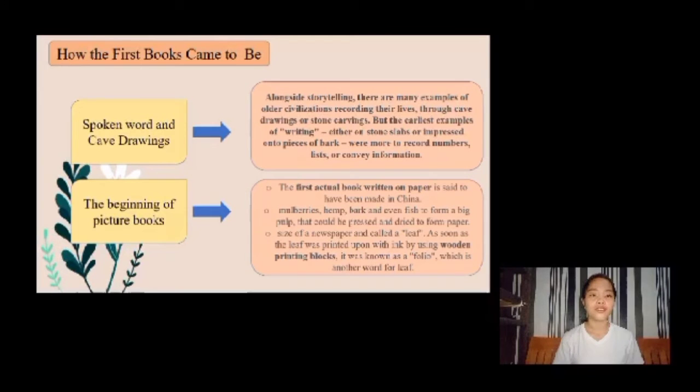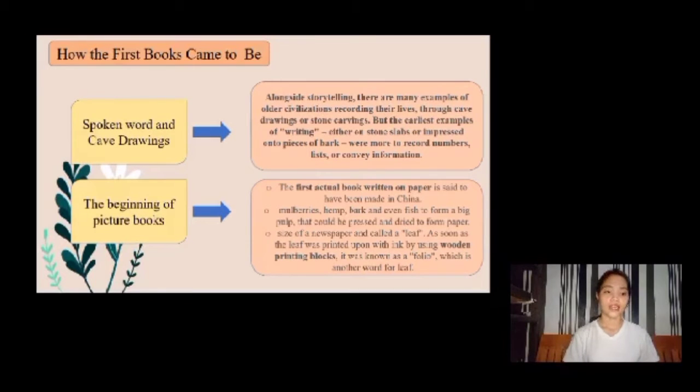Books give wings to our imagination, and books are full of knowledge as we use it every day. And as a student, books are very much crucial in our lives. It is because through books we can find information and find answers to every question that comes out in our minds. Alongside storytelling, there are many examples of older civilizations recording their lives through cave drawings or stone carvings.